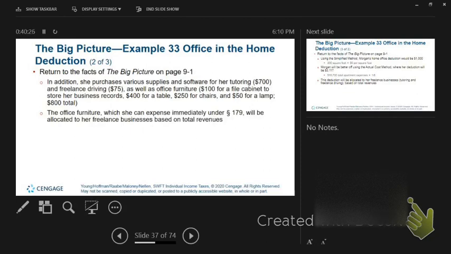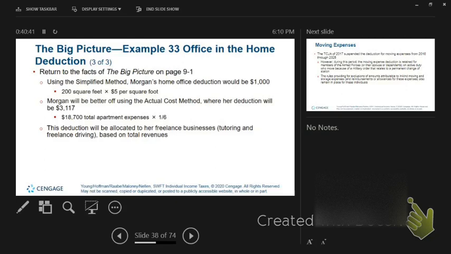All right. The lamp she can immediately expense under Section 179. Remember, we just talked about that. Okay, and if she does that, that's depreciation, which you can't do under the simplified method. All right, because everything's just $5. So using the simplified method, she'd get $1,000. If we do it the other way, she's actually going to get $3,117. So much better. And the expenses, just the $18,700, 1/6 of that is $3,117. Right. And the deduction will be allocated to the freelance business based on the revenues. So we'll spread it out based on that.